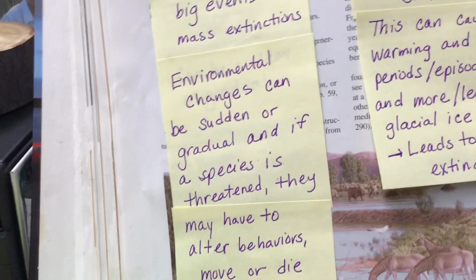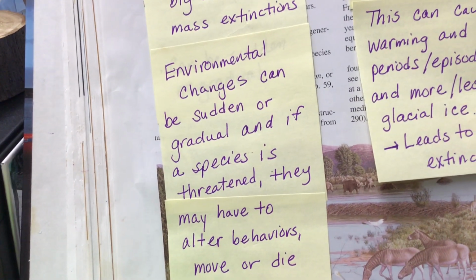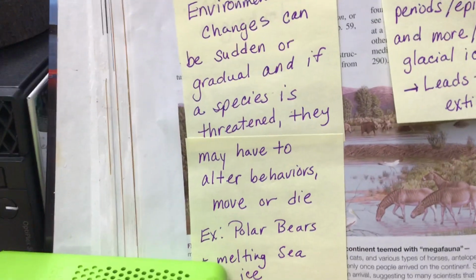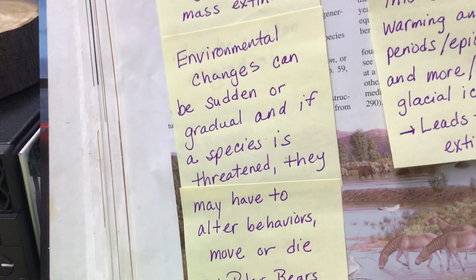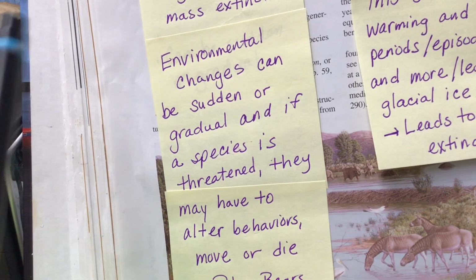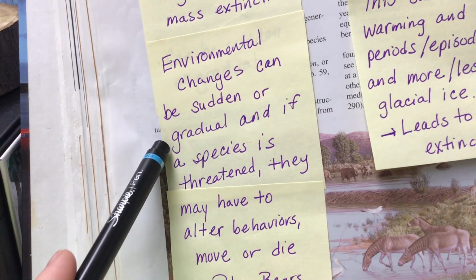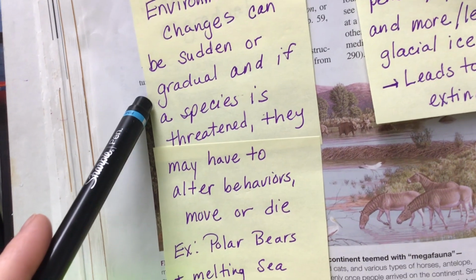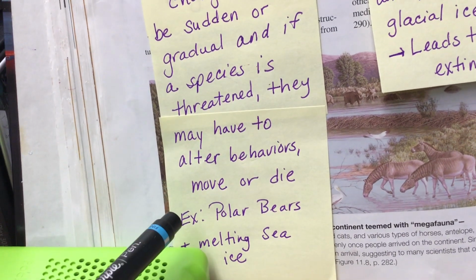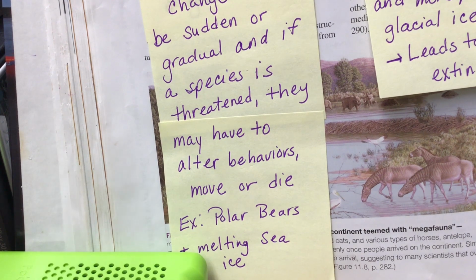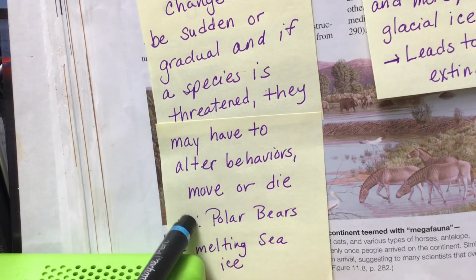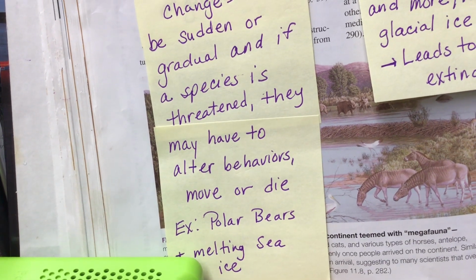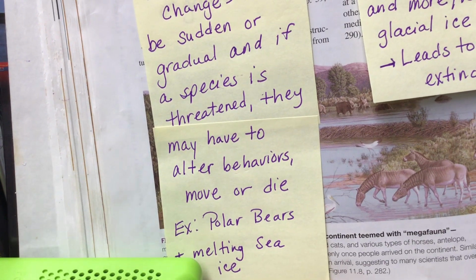It kind of goes along with environmental changes. So environmental changes, like a flood or a volcano erupting, can be sudden changes, or they can be gradual changes, like the climate changing over a few years. And so if you have a sudden or even a gradual change, species have to either change their behaviors, move, or die. So for example, the polar bears have always hunted seals off of the sea ice.